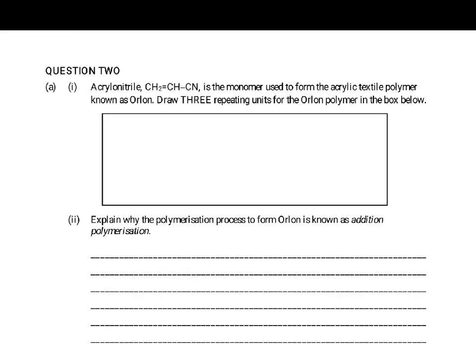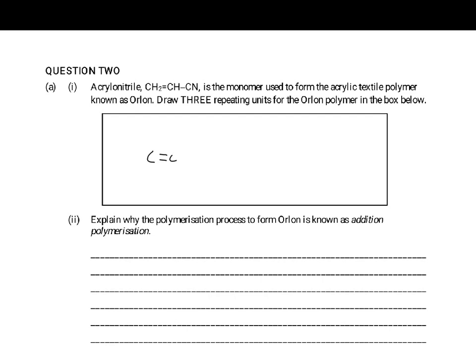Alright, on to 2. Acrylonitrile, if that's correct, is the monomer used to form a textile polymer known as Orlon. Draw 3 repeating units for the Orlon polymer in the box below. So the way I approach this is try and draw it a different way. So try and draw it how it would actually look as a polymer.